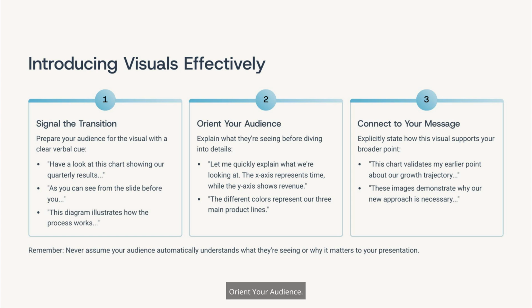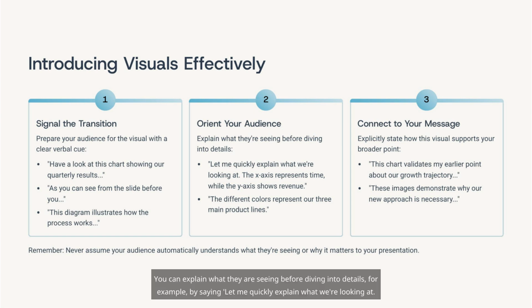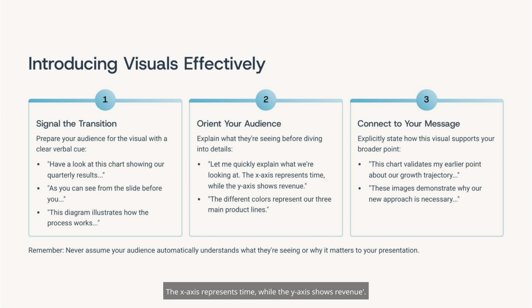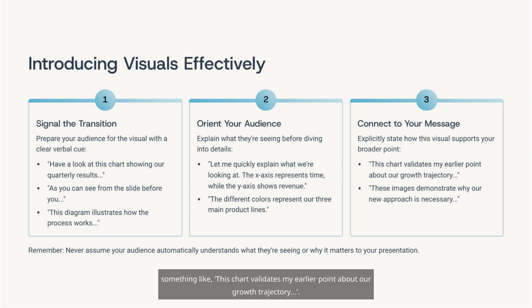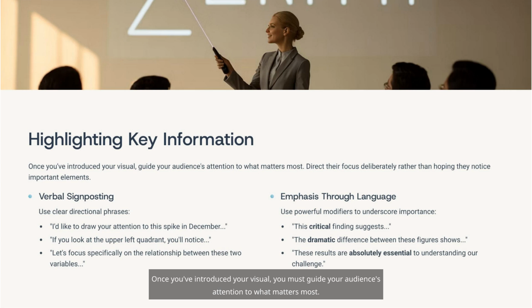Next, you should orient your audience. You can explain what they are seeing before diving into details, for example, by saying, "Let me quickly explain what we're looking at. The x-axis represents time, while the y-axis shows revenue." Finally, connect to your message. Explicitly state how the visual supports your broader point by saying something like, "This chart validates my earlier point about our growth trajectory."